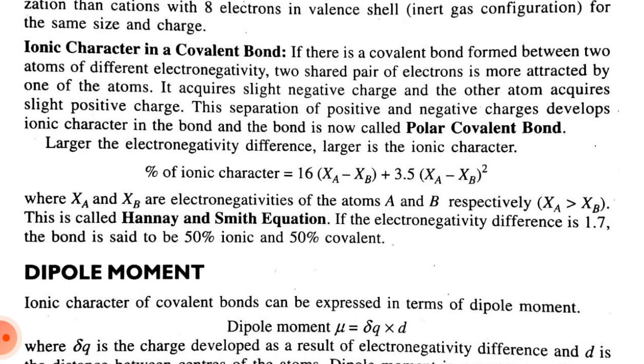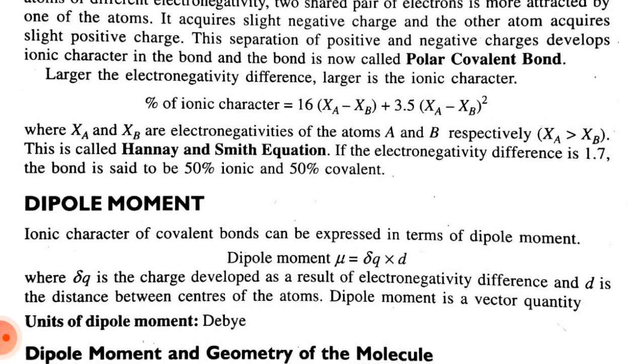Ionic character in a covalent bond. If a covalent bond is formed between two atoms of different electronegativity, the shared pair of electrons is more attracted by one of the atoms. It acquires a slight negative charge and the other atom acquires a slight positive charge. The separation of positive and negative charge develops ionic character in the bond, and the bond is now called polar covalent bond. Larger the electronegativity difference, larger is the ionic character.